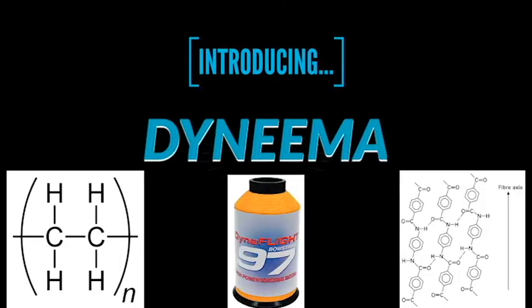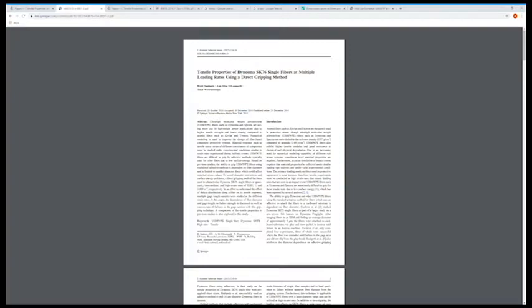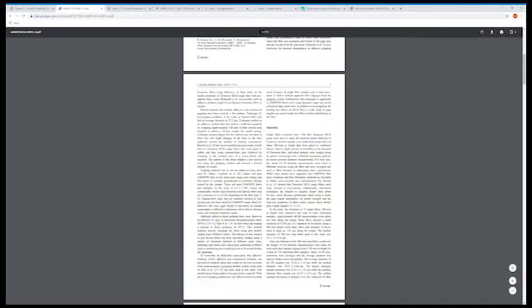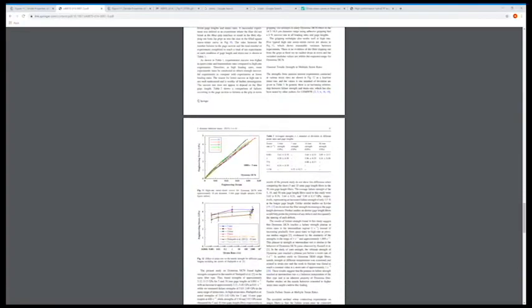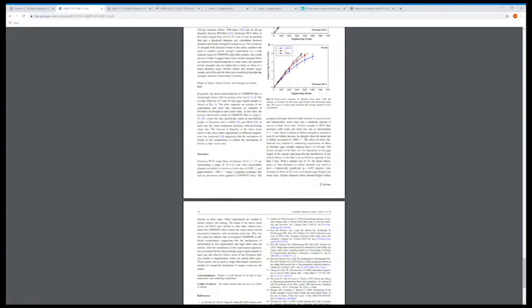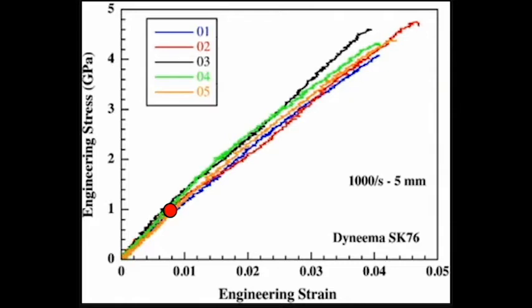Now, let's take a look at some of the material properties of one of the most popular string materials, Dyneema. According to Brett Sanborn's study of the tensile properties of Dyneema SK76 single fibers at multiple loading rates using a direct gripping method, published in the Journal of Dynamic Behavior of Materials, just one fiber of Dyneema has an engineering strain of around 0.008 when put under 1 gigapascal of engineering stress. So what are engineering stress and engineering strain? Let me break it down for you.